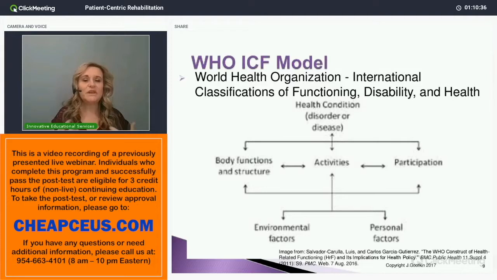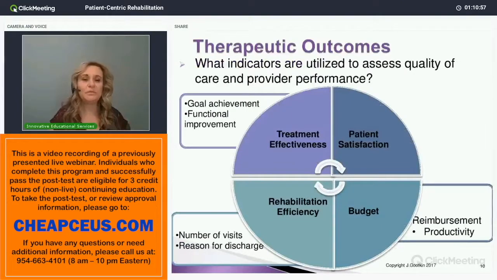So the World Health Organization put out the International Classification of Functioning, Disability and Health to start clinicians thinking that we need to consider our patients more holistically, that there are other factors that come into play that influence their healing and their recovery. And we do that in therapy. We consider implications for our patients.